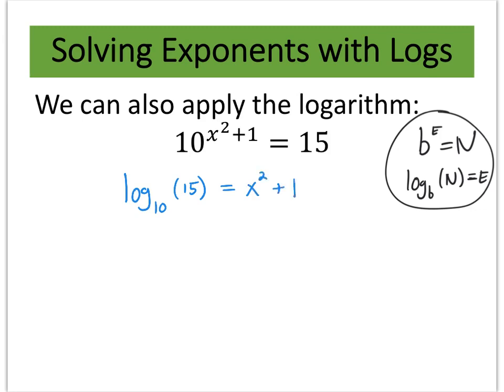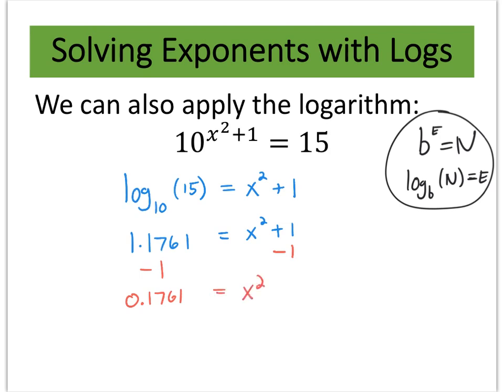Now, I'm going to evaluate this log. So log base 10 of 15, or you could just say log of 15, is 1.1761. That's equal to x squared plus 1. And we want to get x squared by itself, so subtract 1 from both sides. So 0.1761 is equal to x squared.